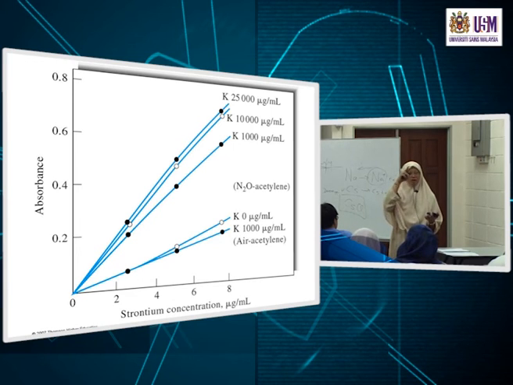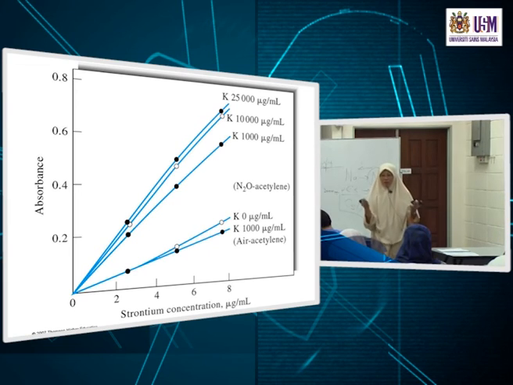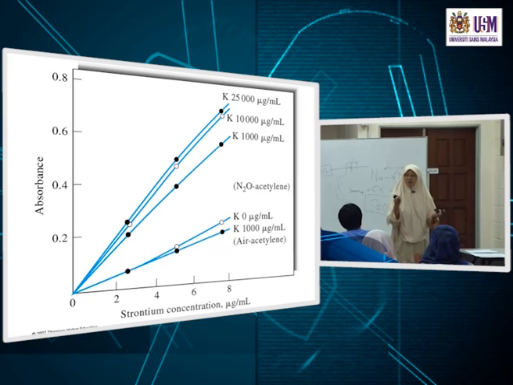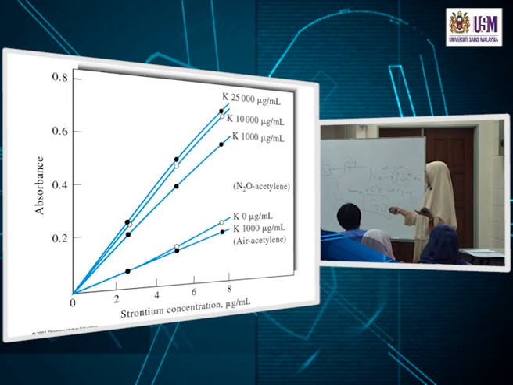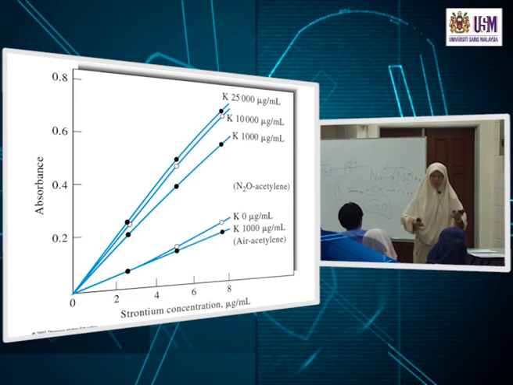It tells you A is equal to epsilon b c. Is that what you think of? A simple thing: if absorbance is higher, concentration is higher, but it's the same concentration, right? Same concentration going into your air acetylene, same concentration into your nitrous oxide, but yet absorbance readings are different, higher for nitrous oxide.